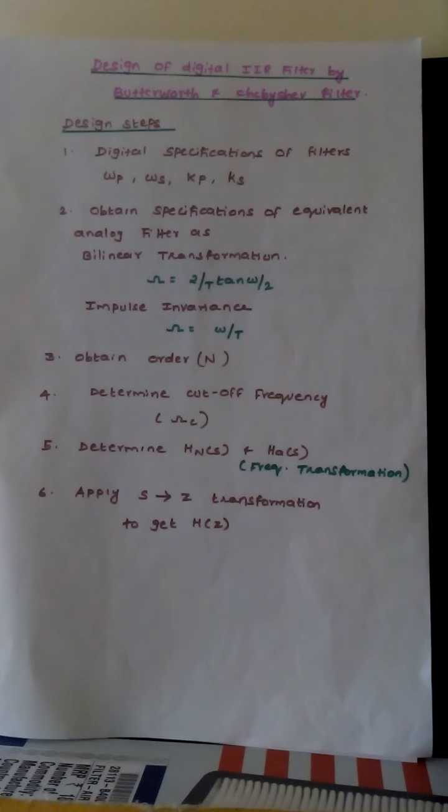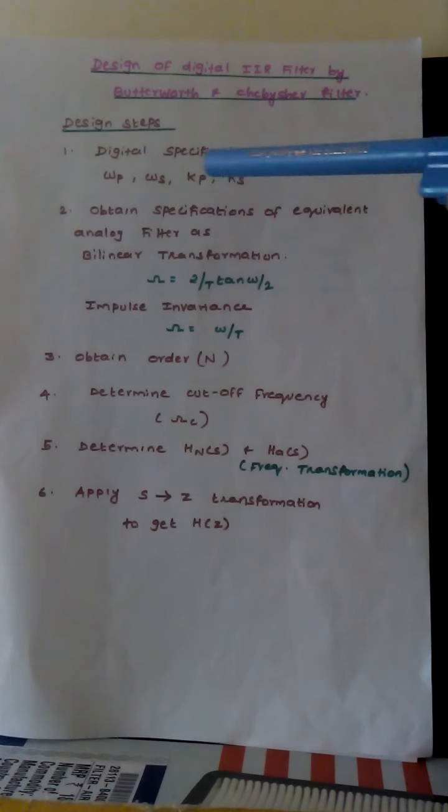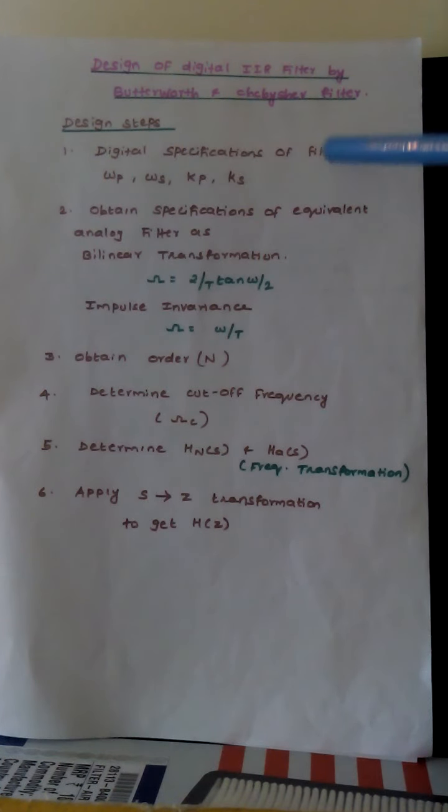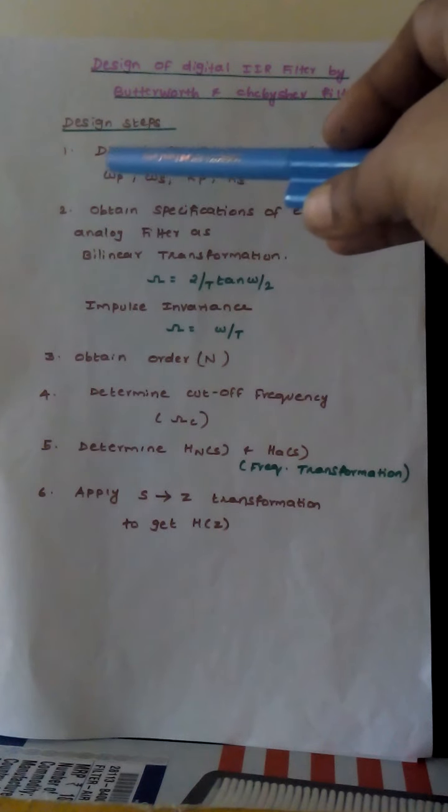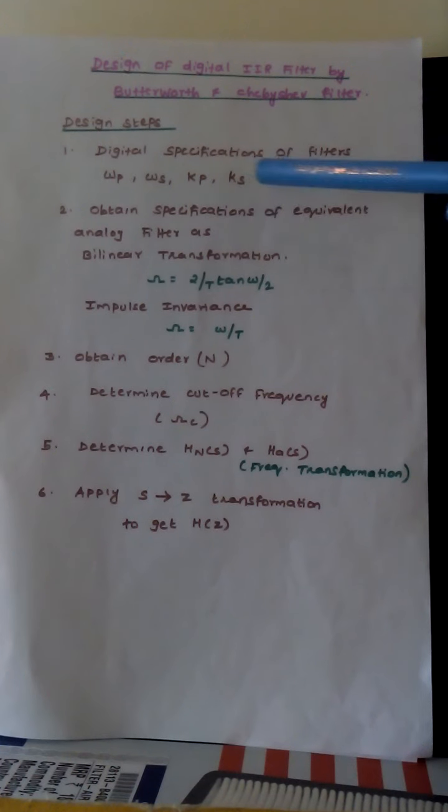Next topic is the design of a digital IIR filter by Butterworth and Chebyshev filter. So we'll see the design steps. First one, the digital specification of the filter. This digital specification they will give in the question. So we have to find out what is omega p, omega s, kp and ks.